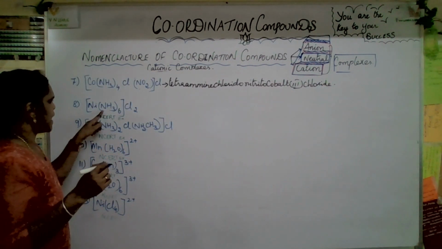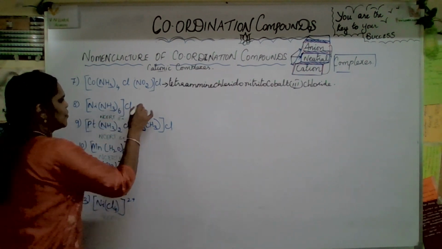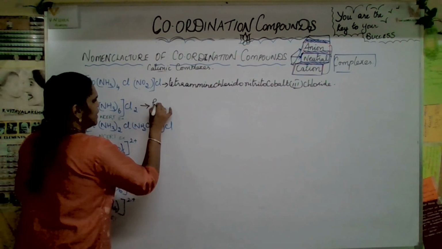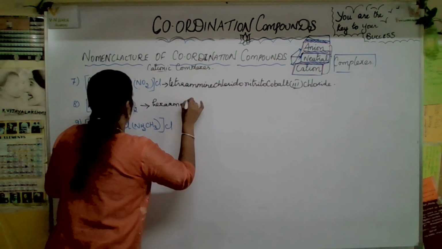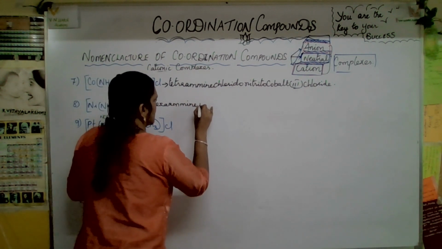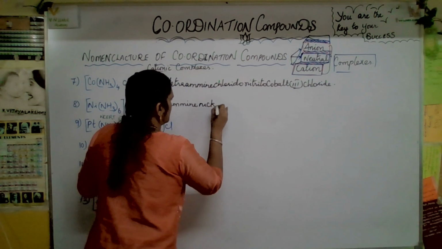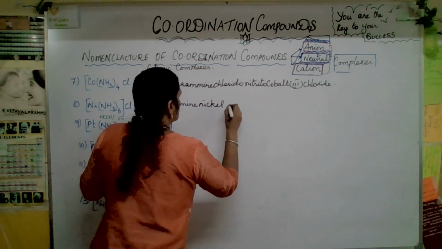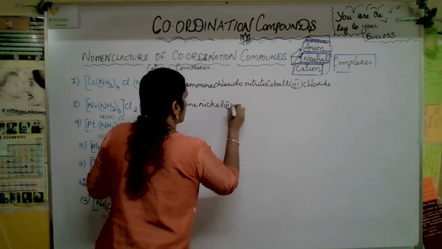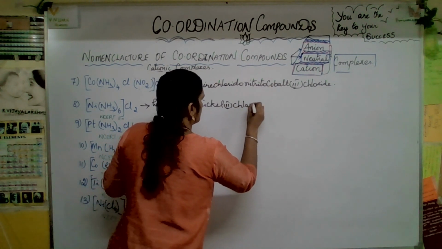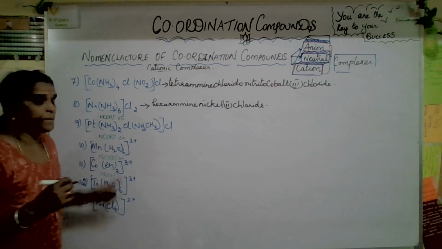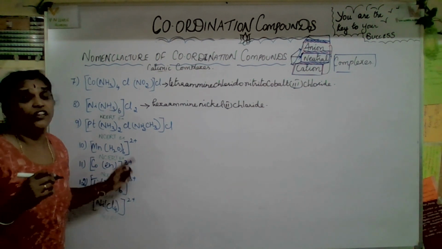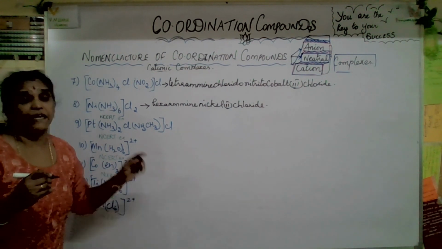Here, hexamine nickel 2 chloride. Hexamine, nickel, nickel 2 chloride. See, these are all NCERT exemplar questions. I just mentioned all these important questions. You can expect all that.